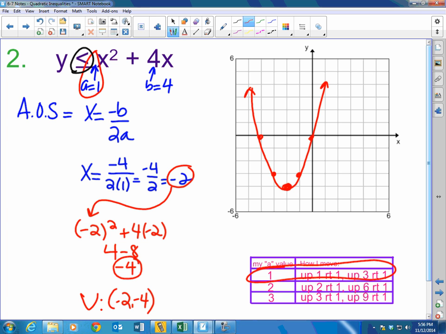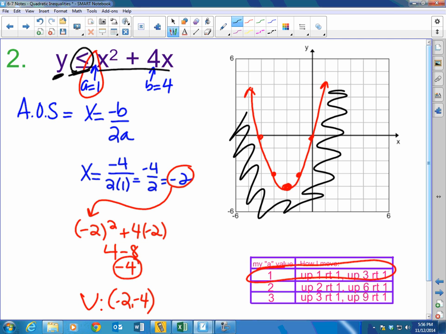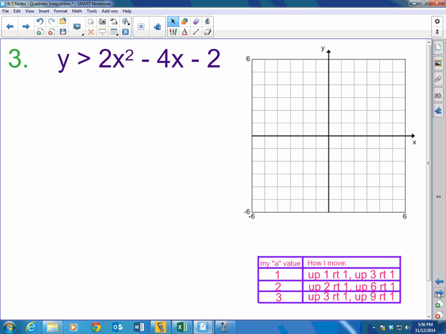Okay, and then I need to shade, and so this is saying shade all the spots that are less than or equal to the parabola. All the spots that are less than or equal to the parabola will be below the parabola. So I will shade everything underneath those lines, and I will shade out there. All right, and then we are going to skip number 3.